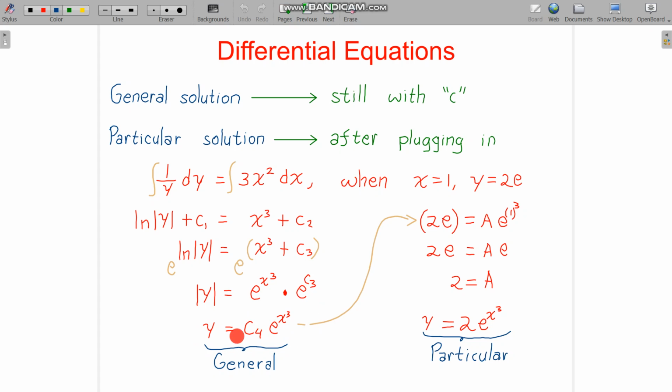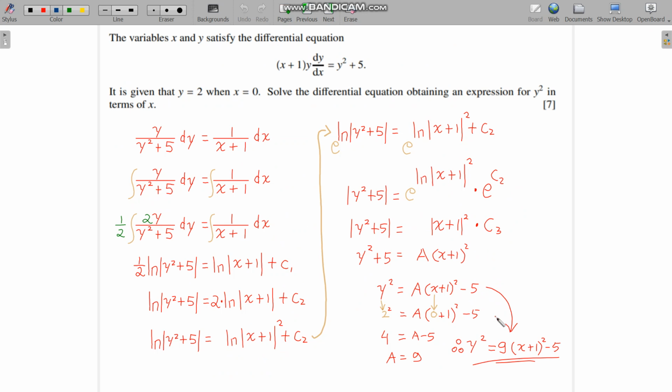This is called the general solution because we still have c. And after plugging in, replacing y with 2e and x with 1, we can find the value of the constant, and therefore the final answer is from here. We replace the constant with 2, which is after plugging in. This is called the particular solution.